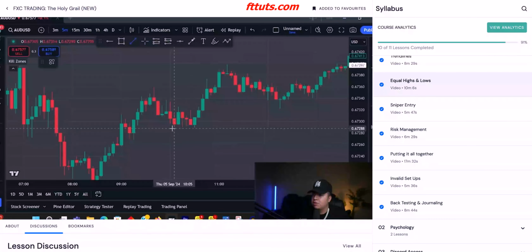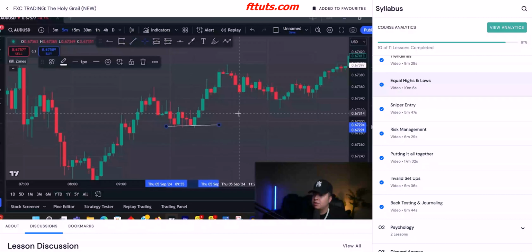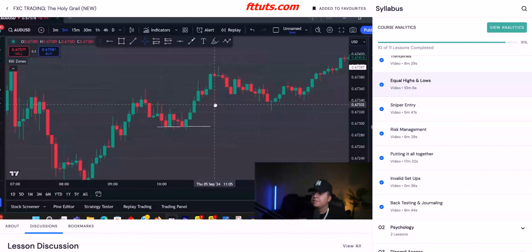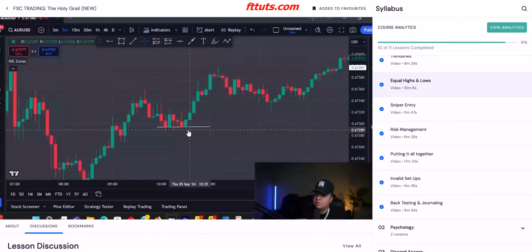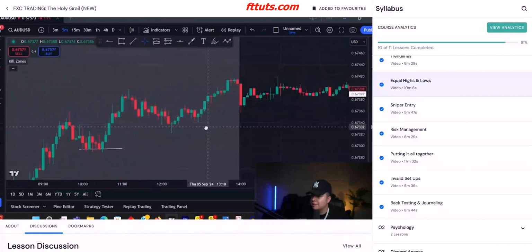Okay, we got some equal lows right here. All right, these are equal lows. The bodies are at the same spot, right? Remember, we're not looking at the wicks. Equal lows right there. See if we can find some equal highs.